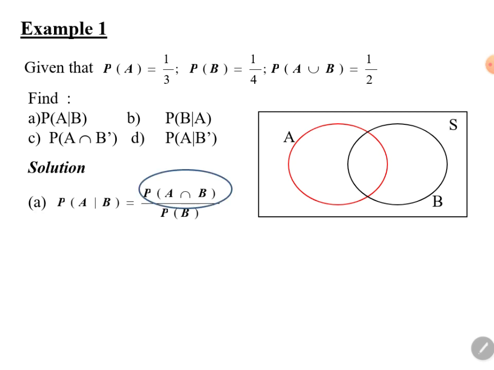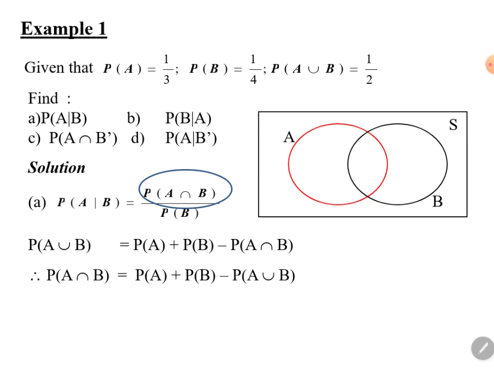The union formula is P(A union B) equals P(A) plus P(B) minus P(A intersect B). We have the probability of the union and the individual probabilities, so we rearrange everything so that P(A intersect B) becomes the subject. We substitute P(A) equals 1 over 3, P(B) equals 1 over 4, and P(A union B) equals 1 over 2. So we have P(A intersect B) equal to 1 over 12. So the intersection area for A and B is equal to 1 over 12 in the Venn diagram.